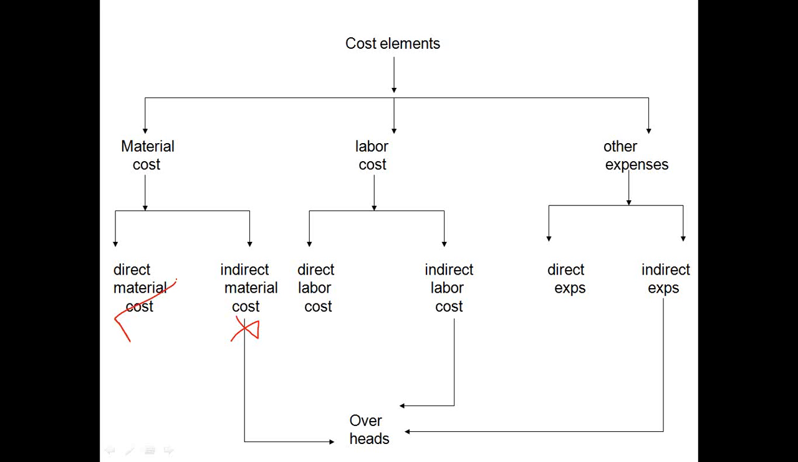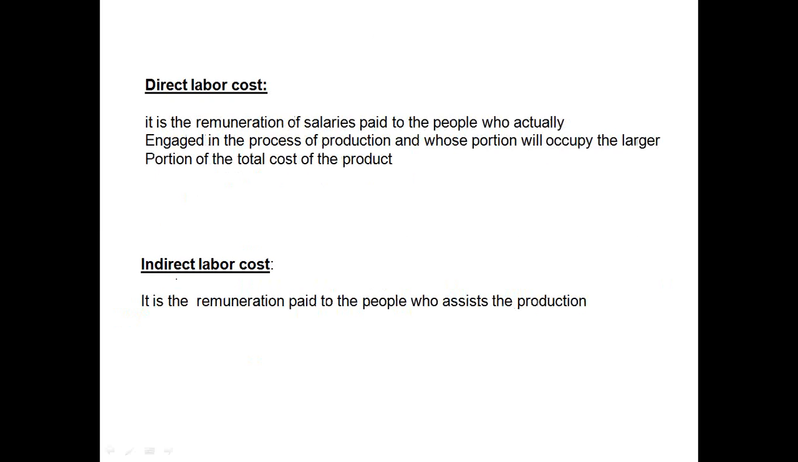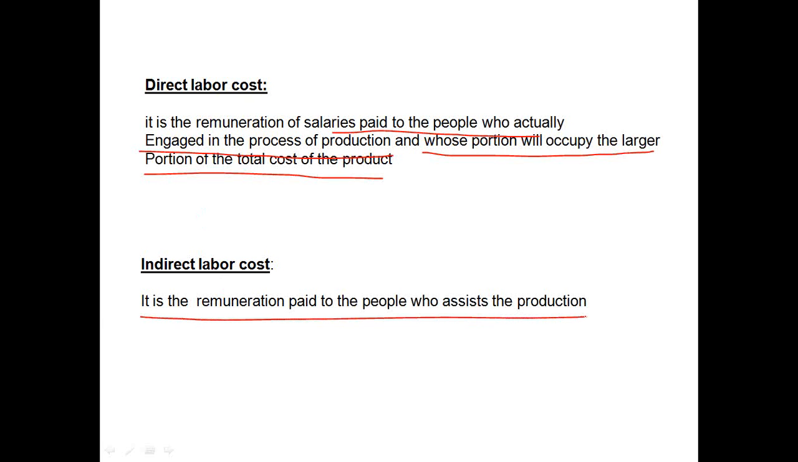Now, coming to labor cost. Again, labor cost is divided into direct labor cost and indirect labor cost. So, what is the direct labor cost? It is the remuneration or salaries paid to the people who actually engaged in the process of production and whose portion will occupy the larger portion of the total cost of the product. Before that, I will read the indirect labor cost also. It is the remuneration paid to the people who assist in the production.